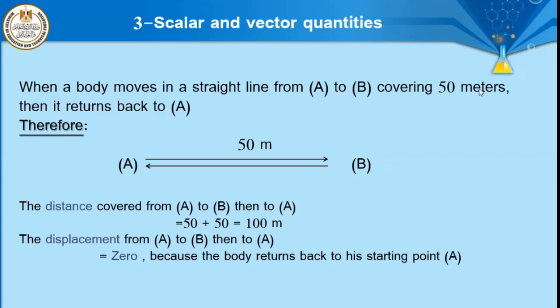Displacement equals 50 meters in the east direction and 50 meters in the west direction, so it covers zero displacement. Why? Because the starting point is the same as the ending point. So there is no change in the displacement covered by this object. So displacement equals zero as it returns back to its starting point A.